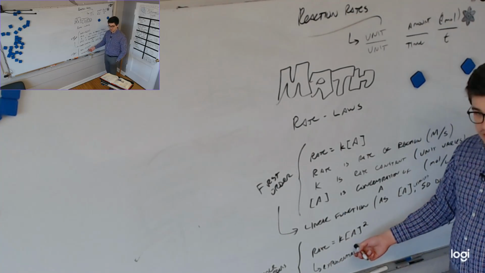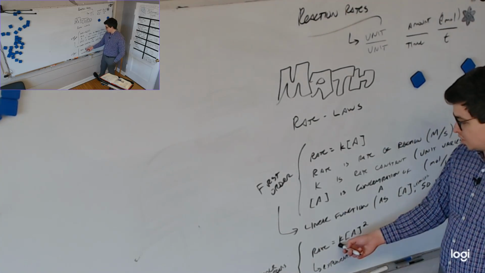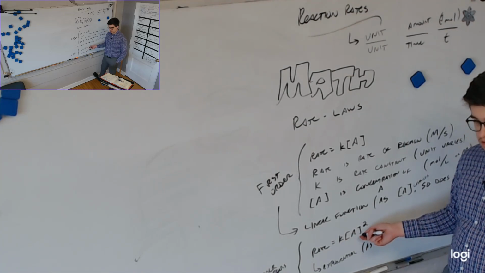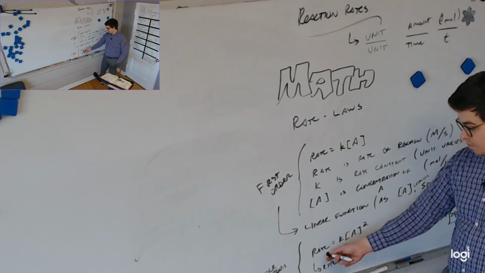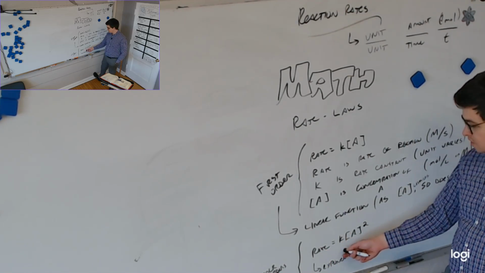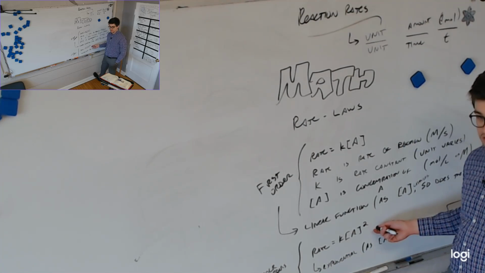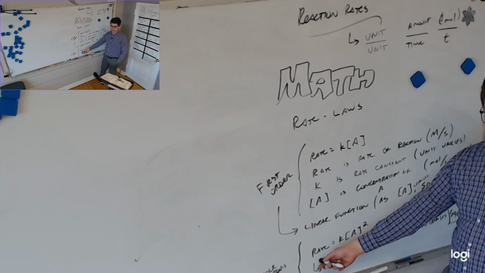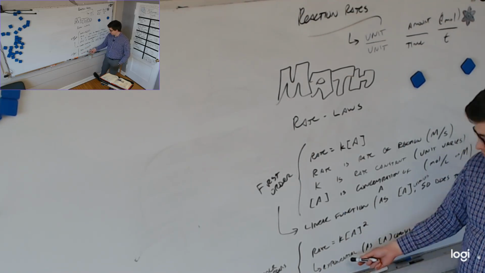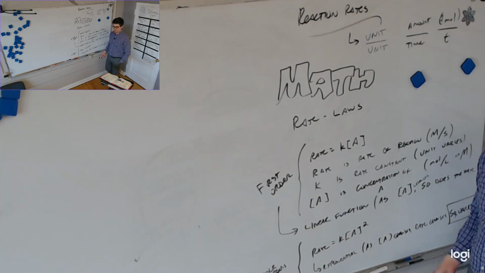Say I still have 2 here to begin with. Still 2, so 1 times 2 squared is 4. But now I've tripled it, so instead of 2, I have 6. 1 times 6 squared is 36. So that's 9 times what 4 was. The rate changes by that much squared.